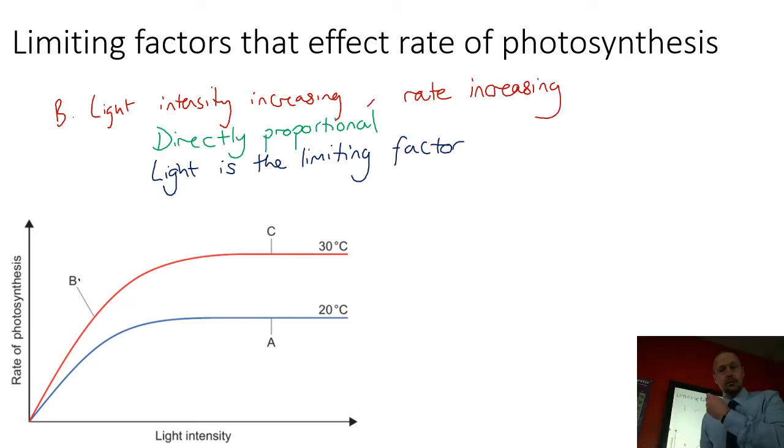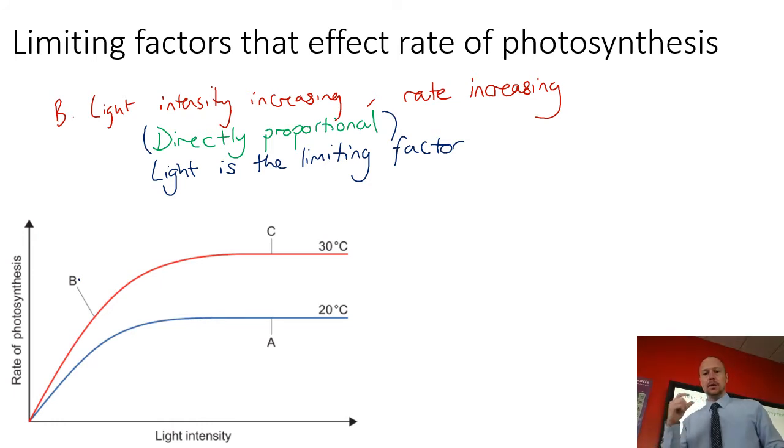So if the question came up and said describe part B on the graph, a good answer would be, what's happening to the light intensity in B? The light intensity is going up. What's happening to the rate of photosynthesis? That is also going up. So you need to say that as light intensity increases, so does the rate of photosynthesis. You can also add in that they are directly proportional. And what you need to say there is that light is a limiting factor at that point.